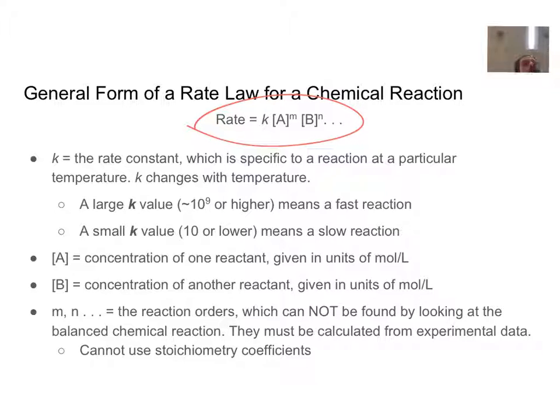If you have an incredibly large K value, it means that the reaction is going very, very fast. If you have a very, very small rate constant value, it means it's a slow reaction. So it doesn't have anything to do with it being exothermic or endothermic. It's all about the K value.